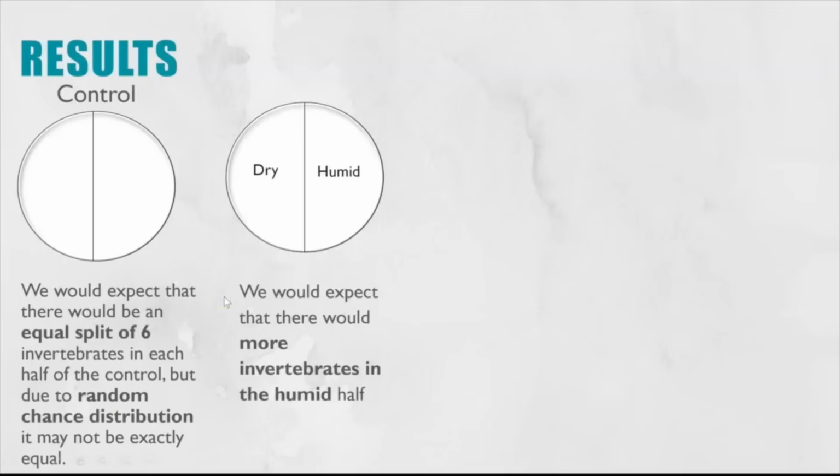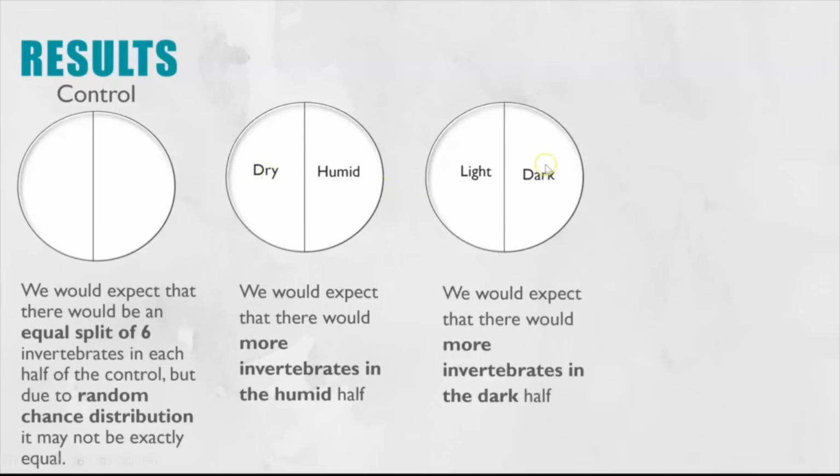The next one then, dry versus humid, we'd expect there would be more in the humid half, and that's because it would mean the maggots or woodlice are less likely to desiccate or dry out, losing water from their skin or surface if it was dry. We'd expect more in the dark because, first of all, again, it means they're less likely to desiccate, but also they are more likely to be hidden from predators.